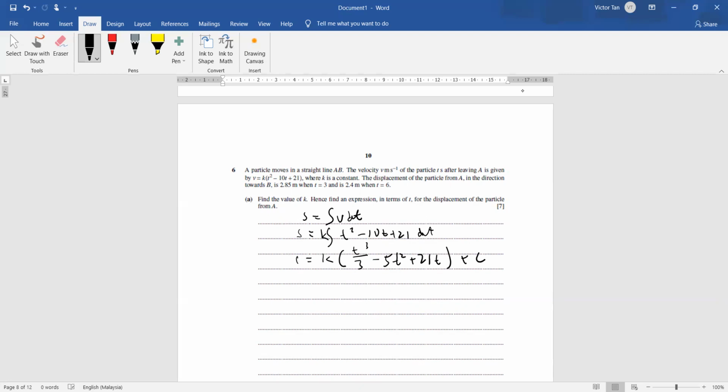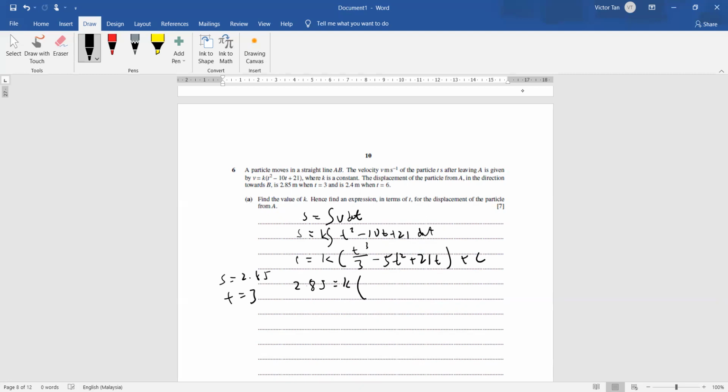Now, there are two sets of values. S is 2.85 when T is 3, and S is 2.4 when T is 6. So let's take the first one first: S is 2.85, T equals 3.